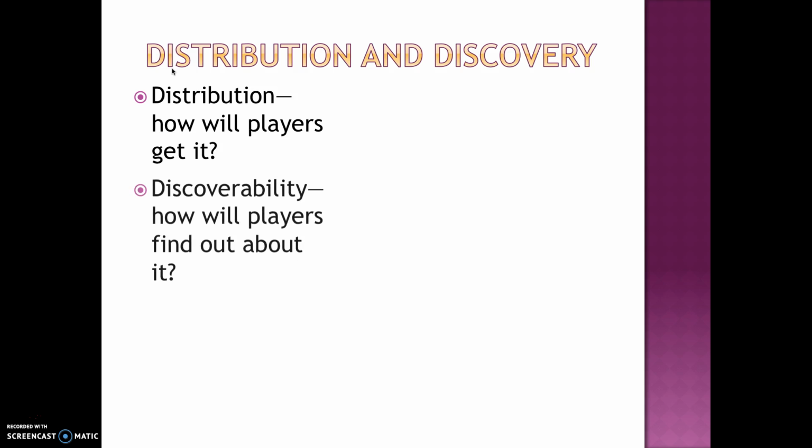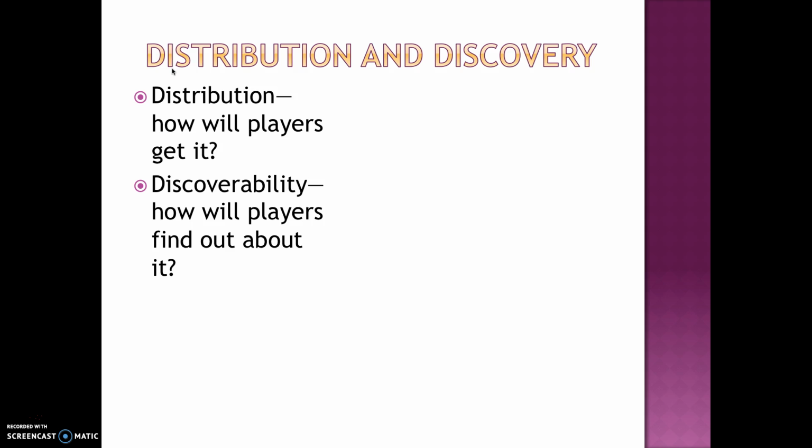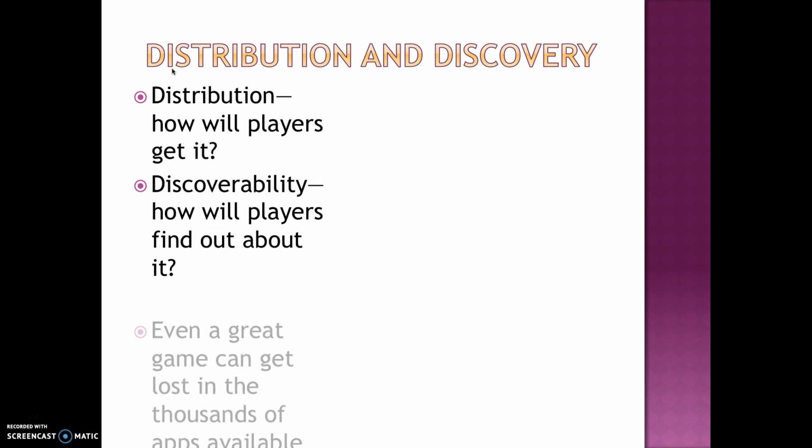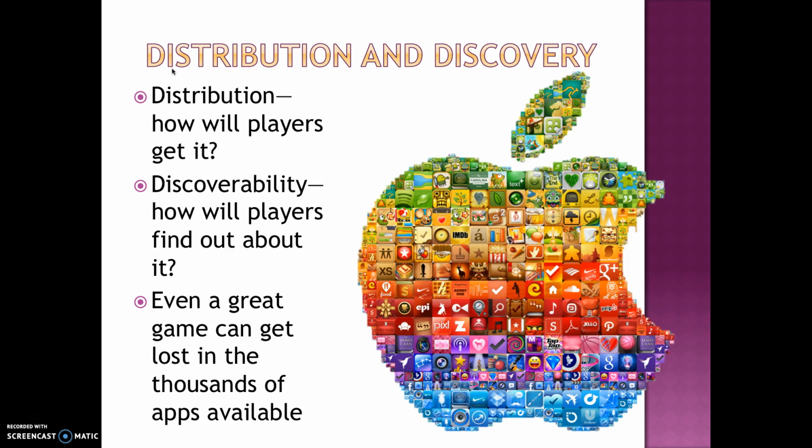Now, moving into when you make your game, distribution and discovery. This was mentioned a little bit in chapter 6. We did have a couple of slides on it. Remember, your game, it's very easy to get lost. You want to think to yourself, well, how will players get to your game? Distribution, discoverability. How will your players find out about it? Okay, even a great game can get lost, and there's so many apps available. It can get lost, and this is a really cool picture here. It can get lost with all these different apps. So you really want to make sure you have great distribution and great discovery.